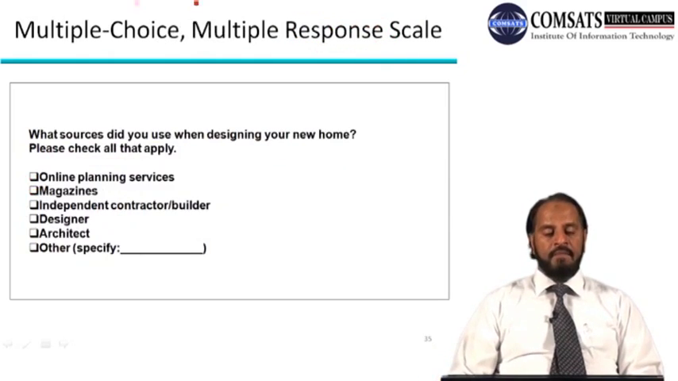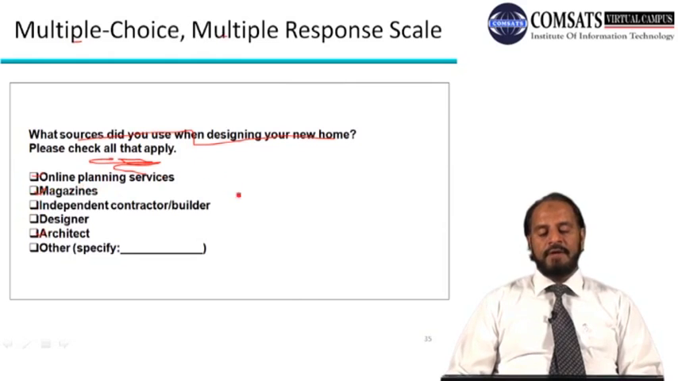respondent. On the other hand, we have multiple choice but multiple response. We can say, what source did you use when you were designing your new home? Please check all that apply. So you're not just saying that online planning service was the only way. Maybe you've used multiple services. Maybe you've used a magazine, you've used an architect to plan your house, and used online planning services to do that. So this is slightly different from a nominal scale, as it's trying to get more than just one option, as compared to the previous example where you had to give just one choice at all.